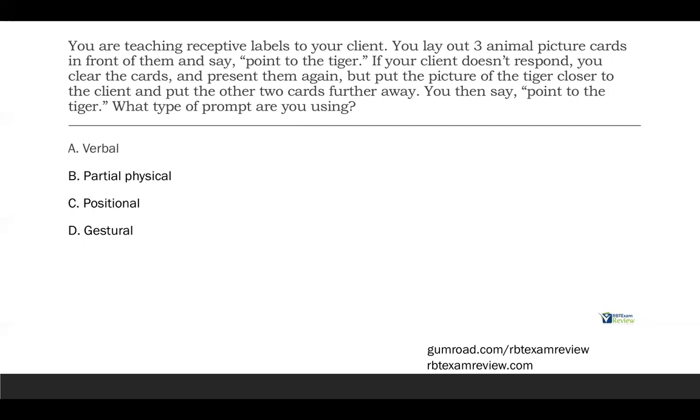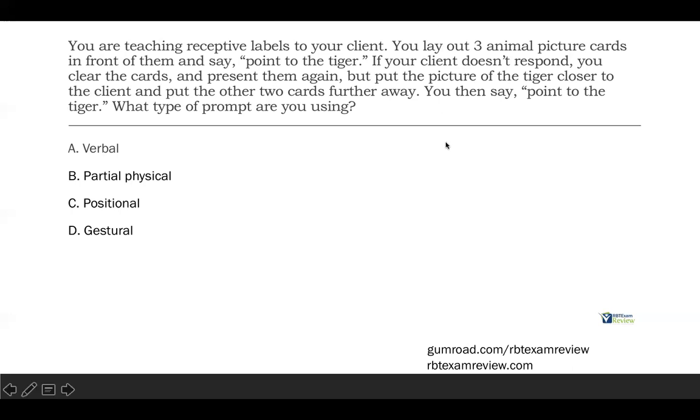A physical prompt, you're physically guiding, okay, or evoking the response. A gestural response, you're pointing, okay. You're giving some sort of gesture, okay, to evoke the correct response. A modeling prompt, you're modeling the correct response, okay. So, of course, a positional prompt would be what? Well, you're just positioning the stimuli to evoke the correct response. Okay. So, in that sense, prompting questions are very simple when they're asking what type of prompt, because the prompts are named for exactly what you're doing when delivering the prompt.